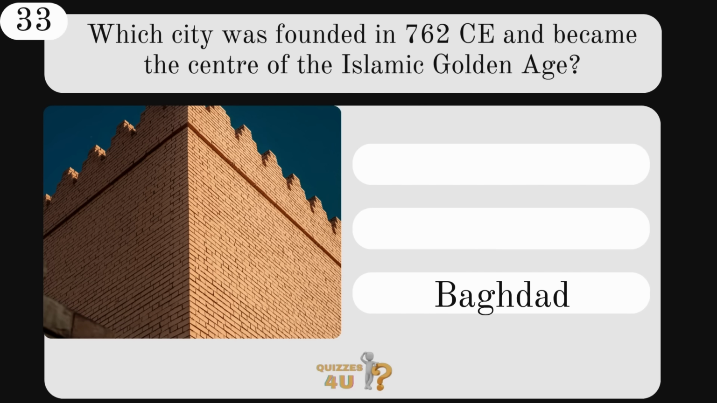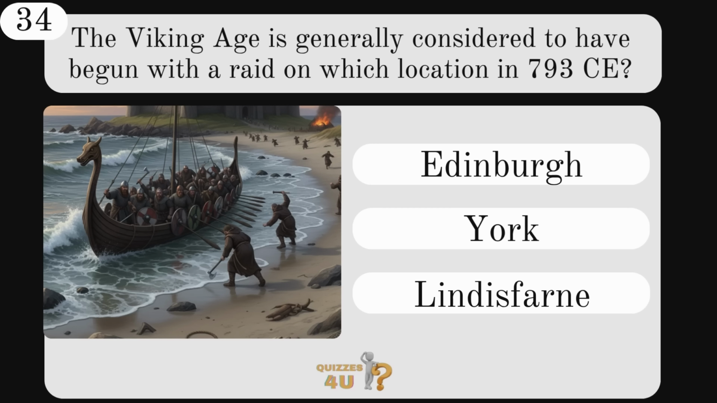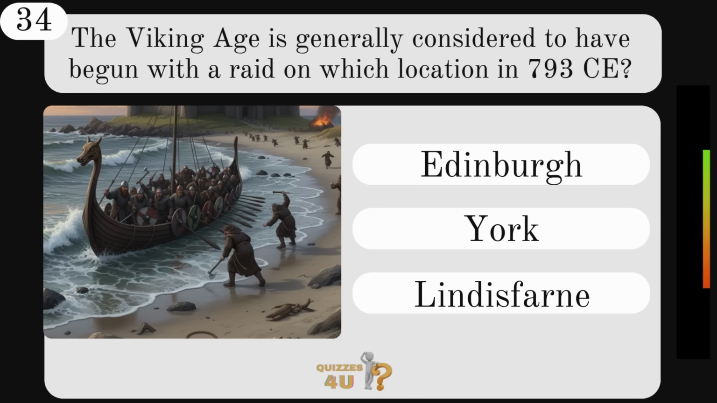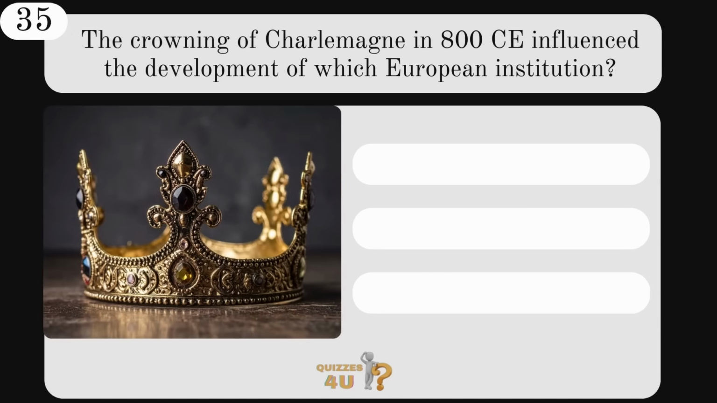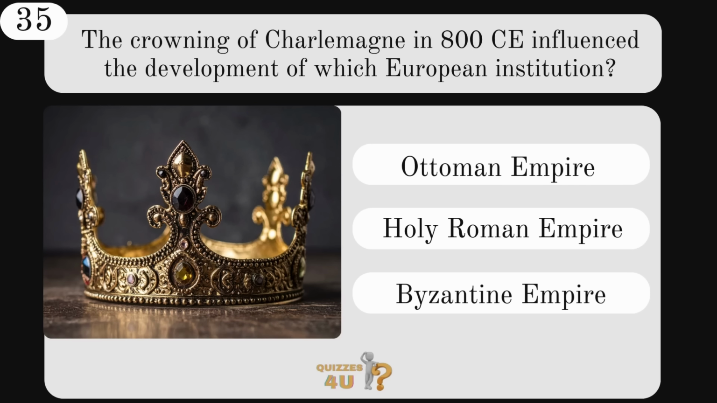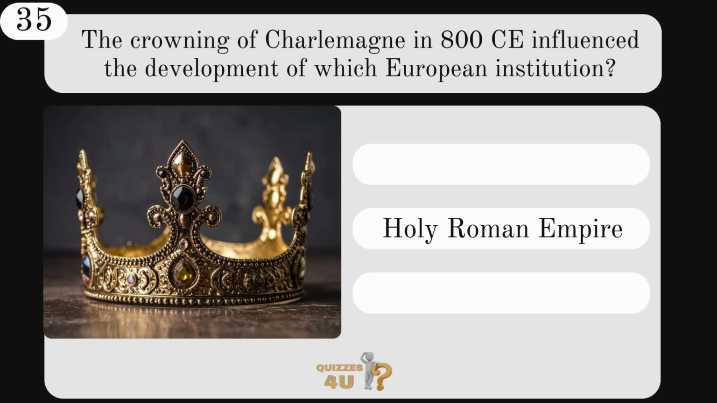That was Baghdad. The Viking Age is generally considered to have begun with a raid on which location in 793? Edinburgh, York, or Lindisfarne? That was a raid on Lindisfarne. The crowning of Charlemagne in 800 CE influenced the development of which European institution? The Ottoman, Holy Roman, or Byzantine Empire? The answer, the Holy Roman Empire.